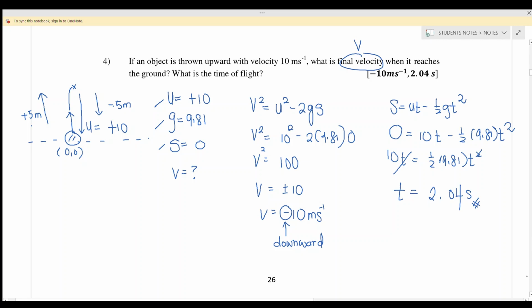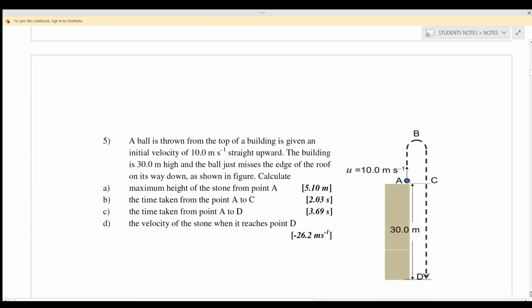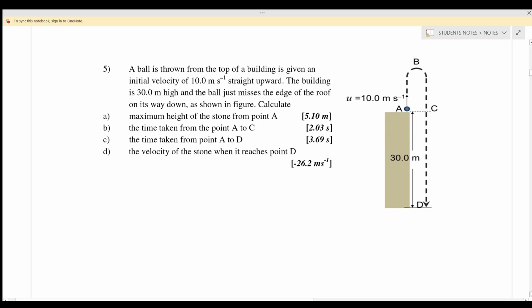Okay, so next one, the final questions will be questions number 5. This question actually is a very good question because they ask A to B, B to C, C to D. At different points, we will have different values of the velocity.